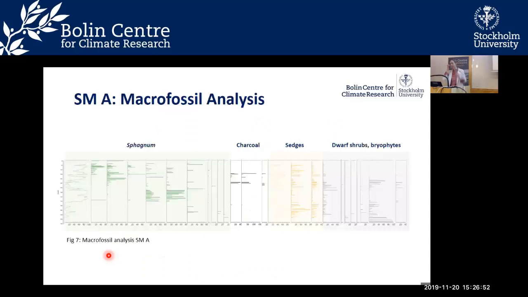In the macrofossil analysis, I've analyzed 72 samples so far throughout the sequence, and I've focused on 4 main areas. Sphagnum in green, sedges in orange, and then dwarf shrubs, other bryophytes, and unidentified organic matter in grey. I've also noted or counted charcoal wherever I find it in the sequence.